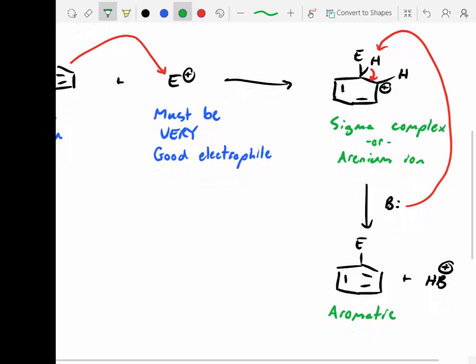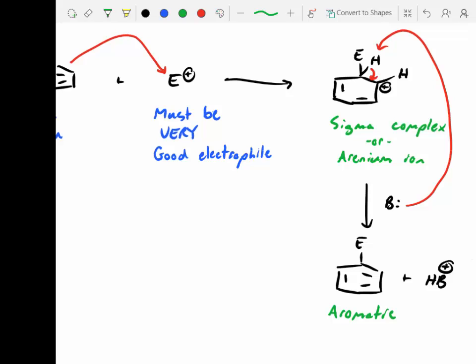Does this make sense? Pretty straightforward. There are a lot of reactions that are all based off of this exact same mechanistic scheme. Just make sure that you remember to do the E1-type reaction. It's not unimolecular or anything like that. It actually goes through an intermediate, the sigma complex. So let's take a look at halogenation reactions.